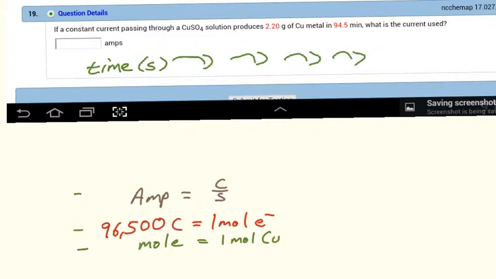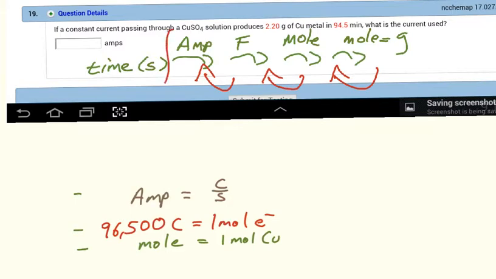So we would go through this conversion where we had an amp conversion, a Faraday conversion, a mole of electrons conversion, and then just simply moles to grams. And we could figure out the answer. In this case, we're essentially going backwards.